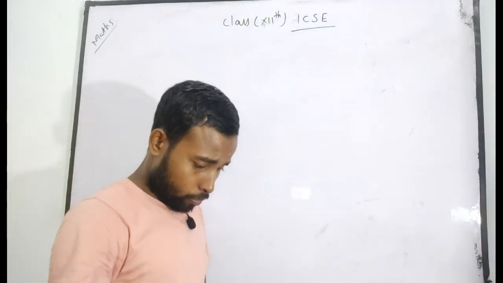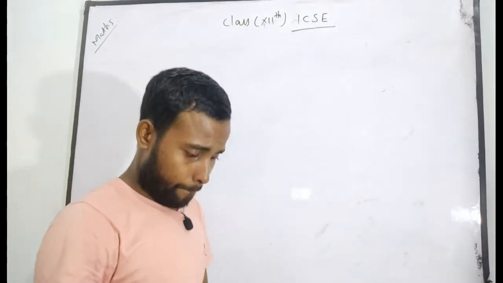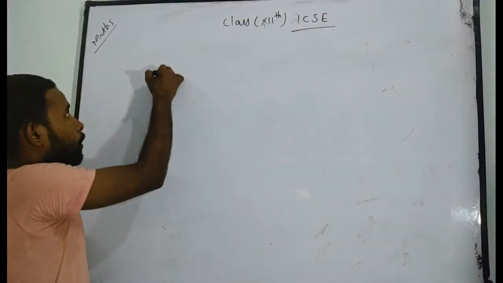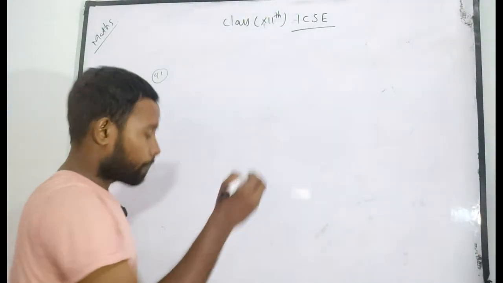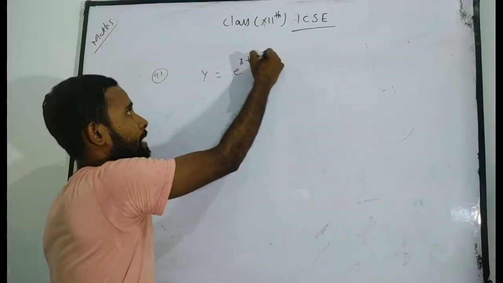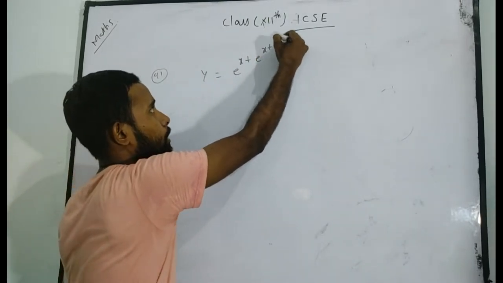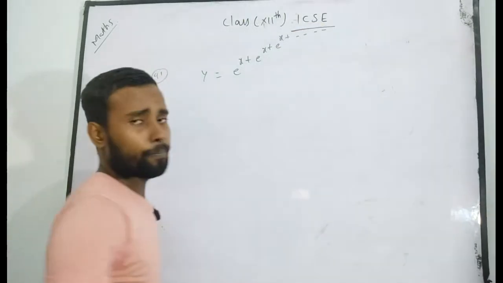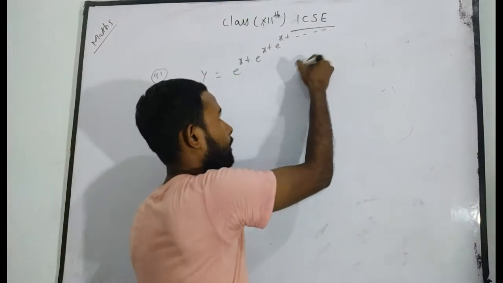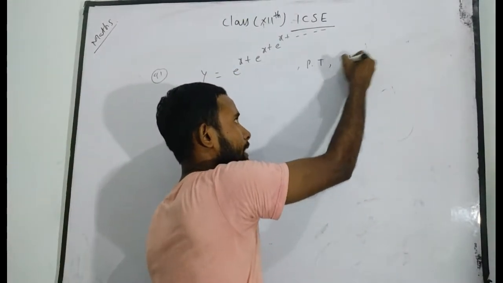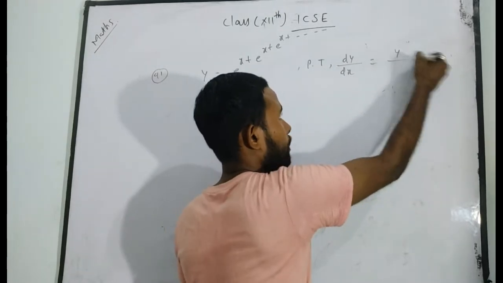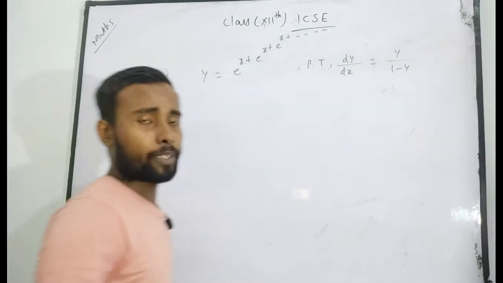Next question is 41. It tells you if y is equal to e to the power x plus e to the power x plus e to the power x plus dot dot dot, then you have to prove that dy/dx is equal to y upon 1 minus y. You have to prove it.